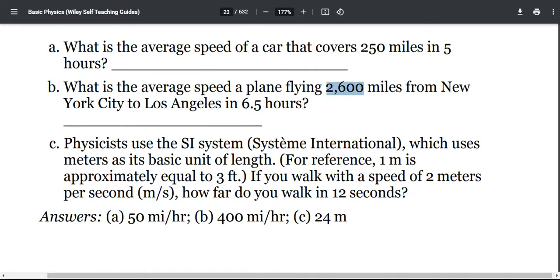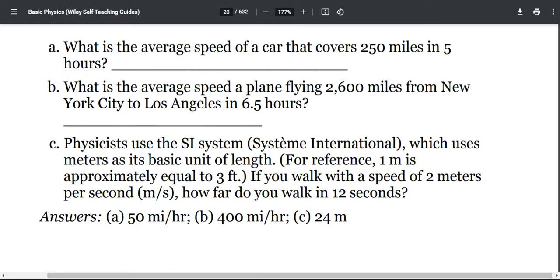Okay, physicists use the SI system, System International, which uses the meter as its basic unit of length. For reference, 1 meter is approximately equal to 3 feet. If you walk with a speed of 2 meters per second, how far do you walk in 12 seconds? This is an interesting question, so let's try to solve it.